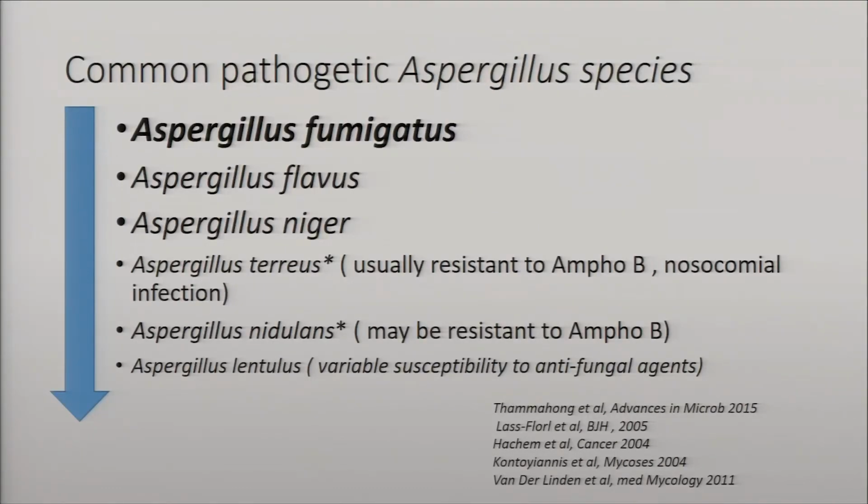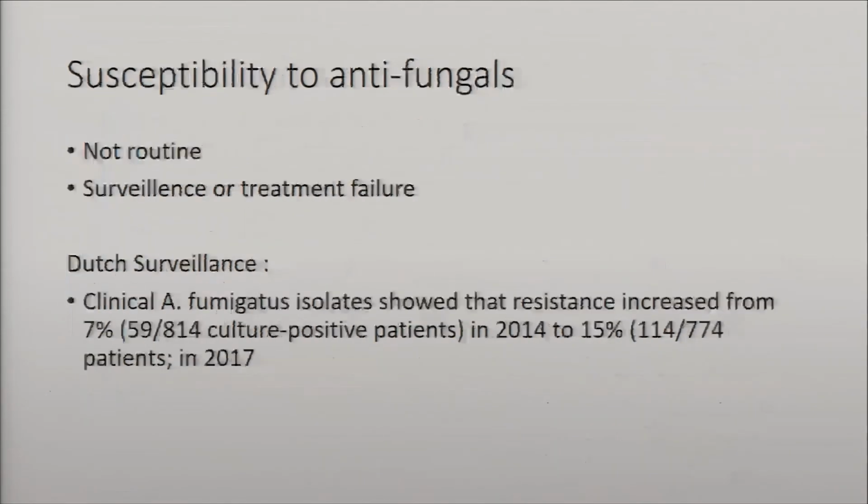Now, common pathogens: Aspergillus, there are many species. Some of them are not pathogenic. Commonly, it's still Aspergillus fumigatus, followed by Aspergillus flavus and niger. It's important to identify the Aspergillus to the species level if you're able to culture it, because some Aspergillus species are intrinsically resistant to certain antifungal agents. For example, Aspergillus terreus is usually resistant to amphotericin B, as well as Aspergillus nidulans, which is usually found to be resistant to amphotericin B.